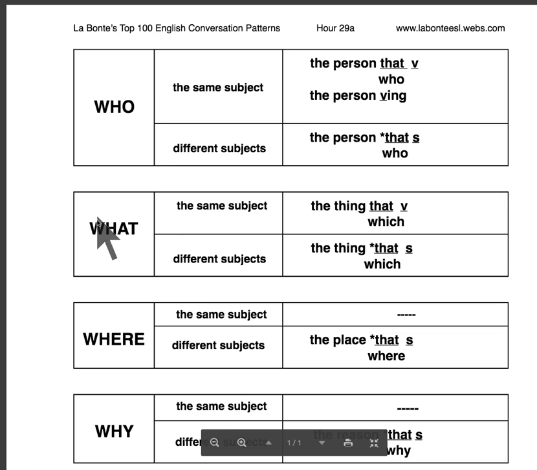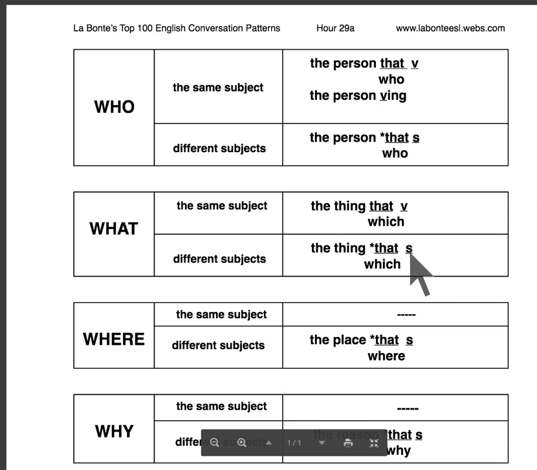With things related to what, if it's the same subject, the thing that broke. If it's past, you have to use the past. The thing that breaks, the thing that broke, the thing that will break: present, past, and future. That and which are interchangeable, but you have to have them. More often than not, this pattern is used when there's different subjects. The thing that I bought, that and which, because of the asterisks, are not necessary.